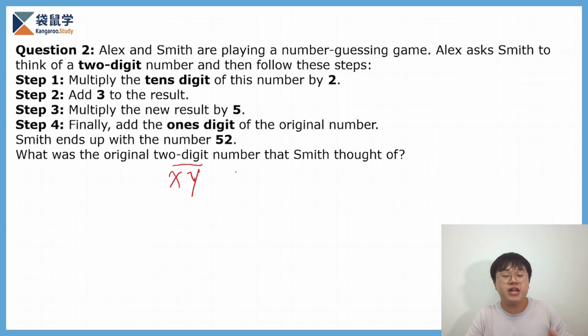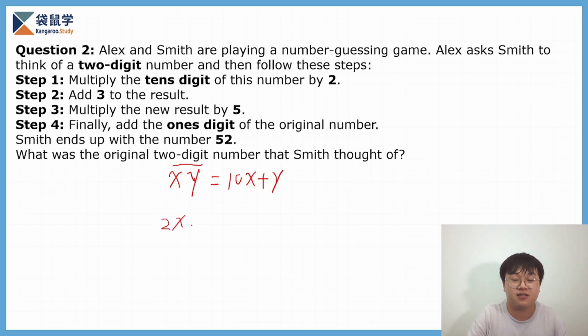And we know we need to analyze X and Y separately. So here we can use 10x plus y to represent it. Then we can start to analyze the x. We know we should multiply it by 2. So here, 2 times x. We can omit the multiply sign. Then we add a 3.